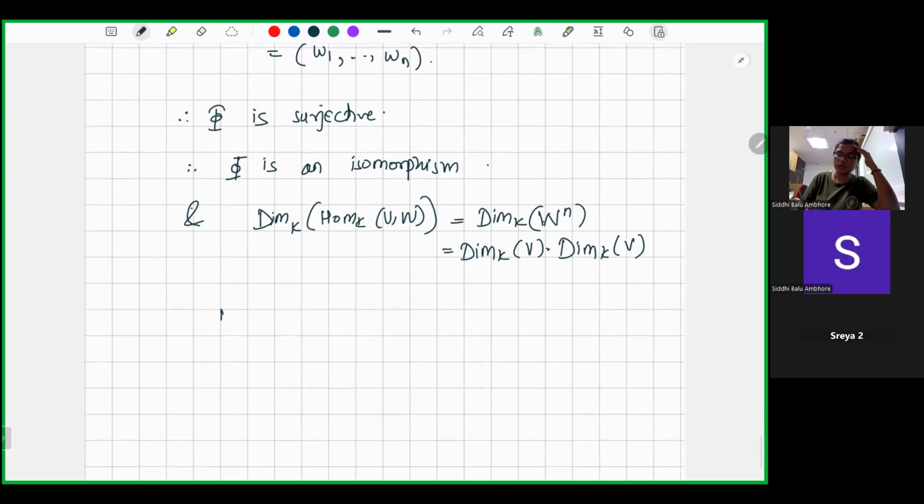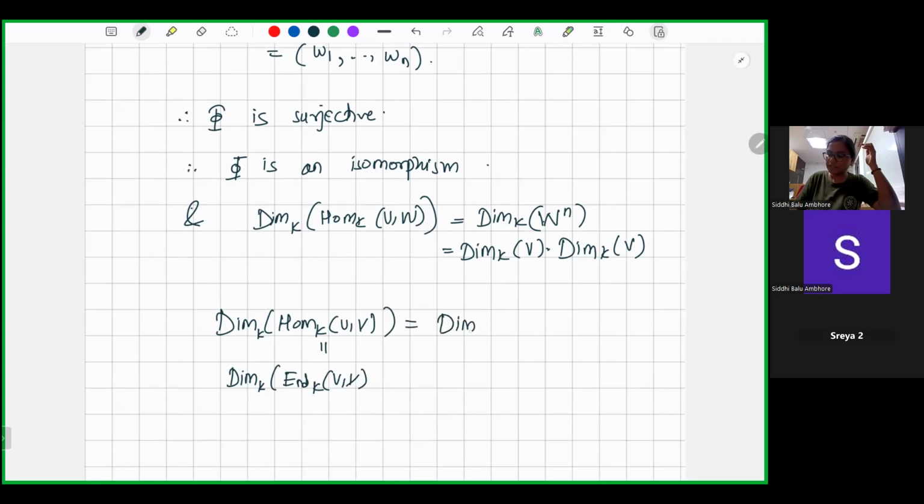And if we use this for Hom(V, V), the dimension is exactly the dimension of End(V), the endomorphisms from V to V. Since both the domain and codomain are the same, this will be dimension of V times dimension of V, which is just a square. This is the special case. Okay, and this is what we wanted to show.